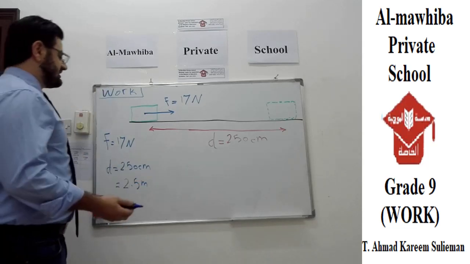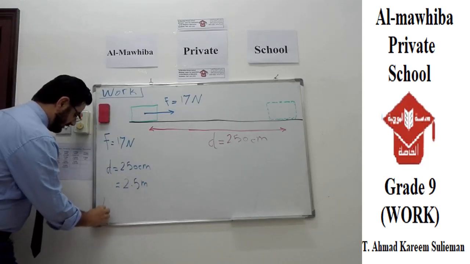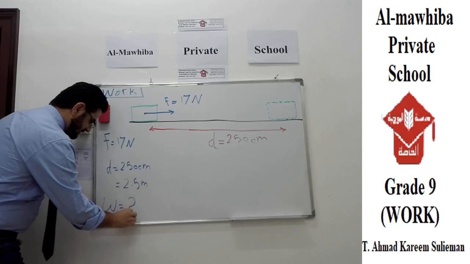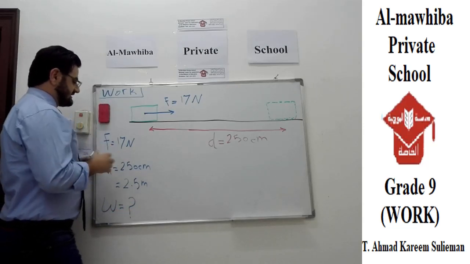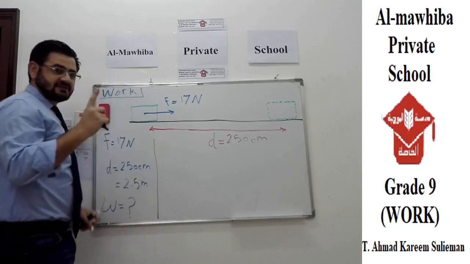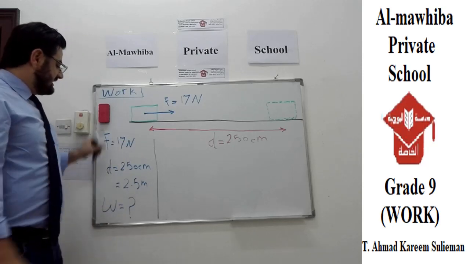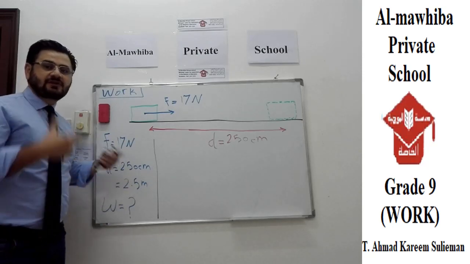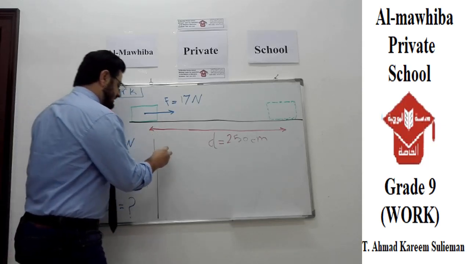The question is calculate the work. It means we don't have the work. Question mark. It means we don't have it. So to calculate the work, in this case, we write the formula. So the first step is we write the information and we make any necessary changes for the units. The second step is to write the formula.